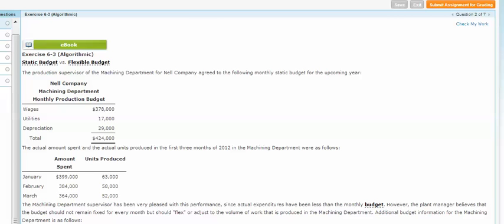This is the second exercise in your homework for Chapter 6, and we're going to be looking at a static versus a flexible budget. Again, this is algorithmic, so the numbers will be different from mine versus yours, but the process will be the same.